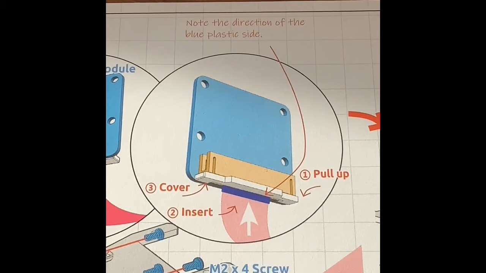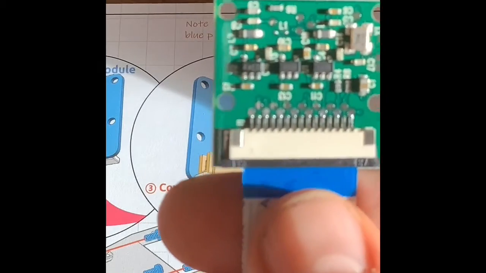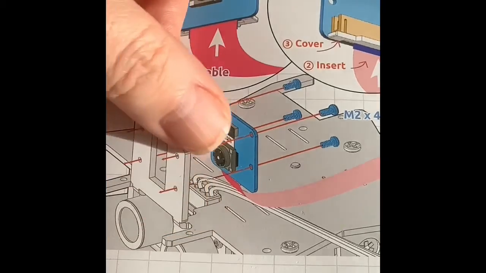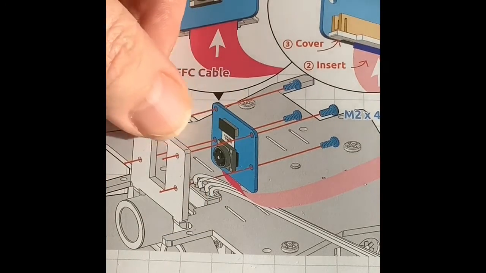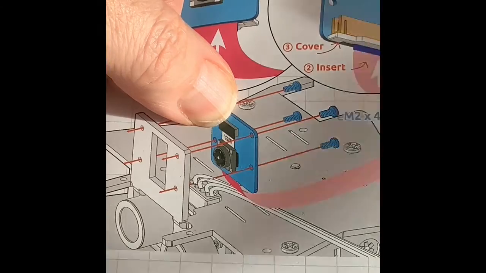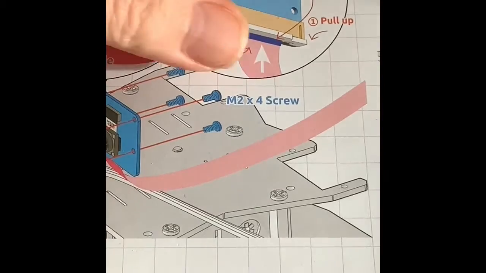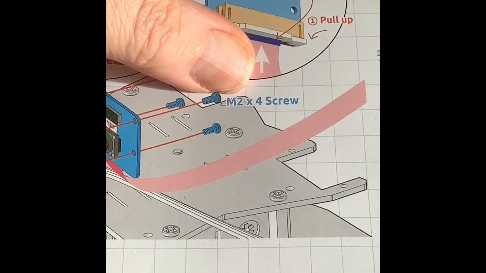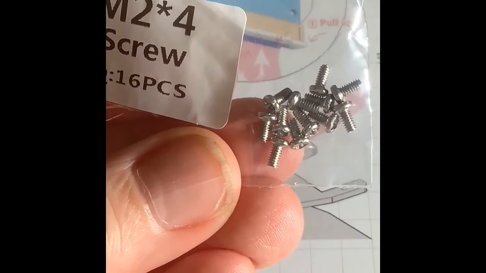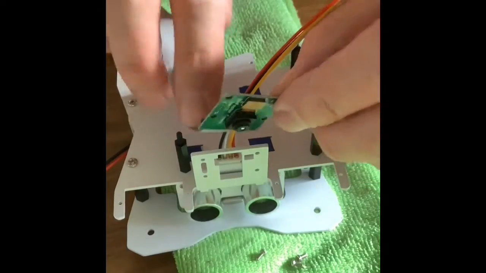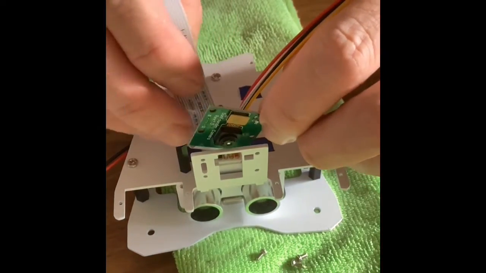And it says note the direction of the blue plastic side. So there's the blue plastic there. So that goes to the back of the camera. So now we're going to attach that Raspberry Pi camera module to our project using M2 times 4 screws. So that's these really small screws here. So it's mounted with the ribbon at the bottom.